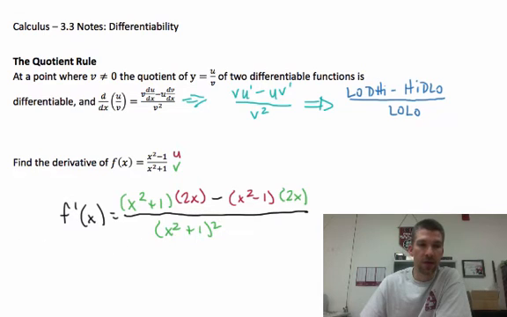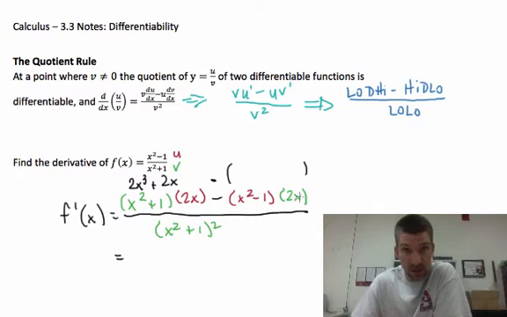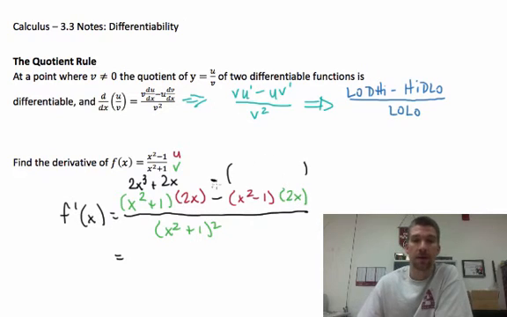Now, you've done most of the work. However, you're not finished. We have to clean up the top. So on the top, I'm going to have 2x cubed plus 2x. That's the left-hand side of the top. Minus, and then on the right-hand side on the top, in parentheses, don't forget those, you're going to have 2x cubed minus 2x. And so this is what you've got going on the top.